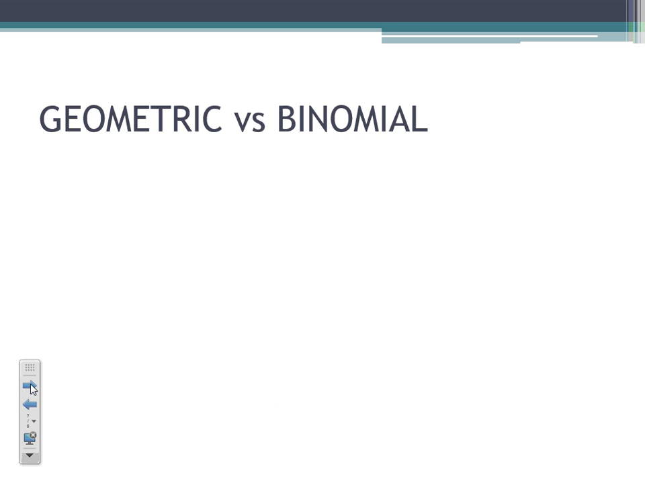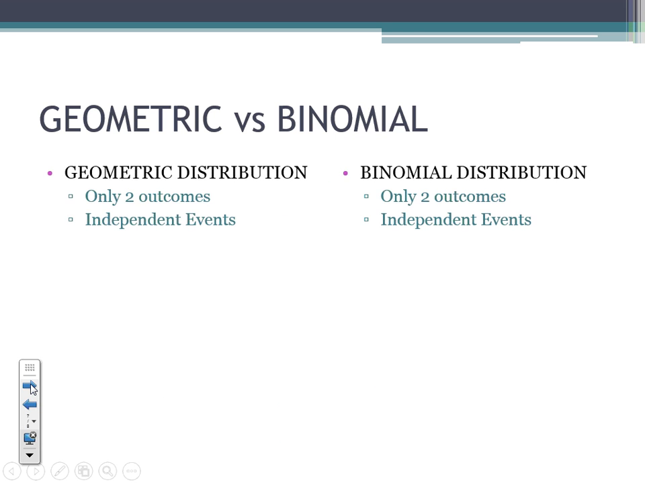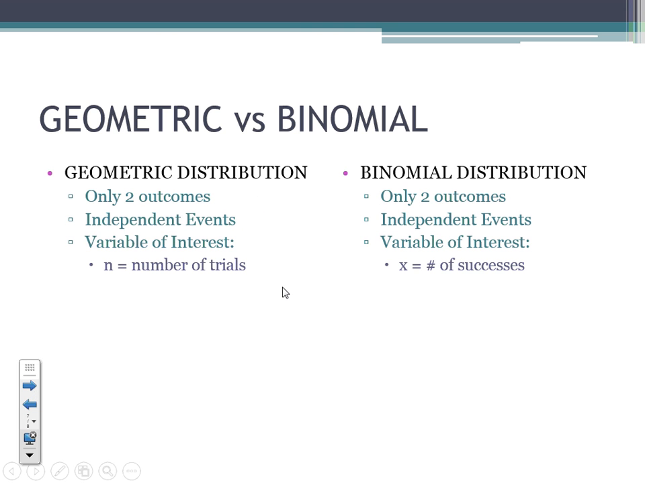Well, let's finish up with just this quick slide here. All right, so if we're comparing the two, notice what they have in common. All right, both geometric and binomial only deal with 2 outcomes. They both deal with independent events. What's different about them is the variable of interest. Right? With the geometric, our variable of interest is a number of trials. How many trials do I have to go through before I experience a success? And in a binomial distribution, the variable of interest is the number of successes within a fixed number of trials.